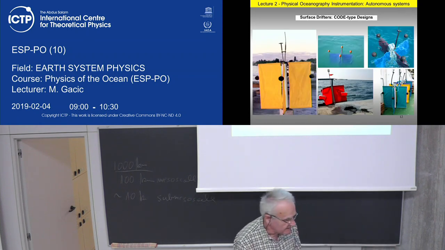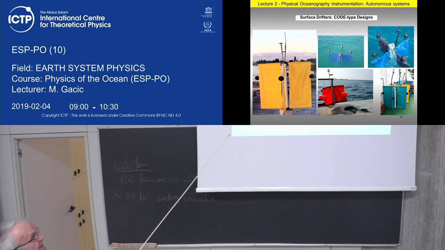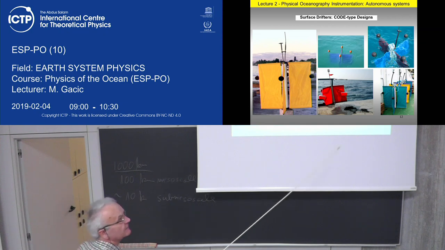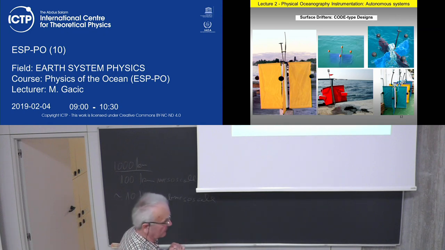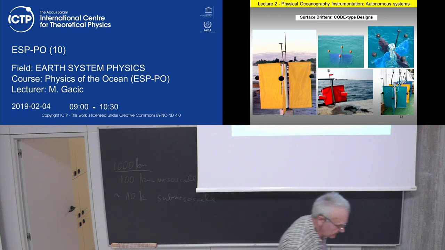These are the surface drifters. The surface drifters are these things here. It has four sails, and this keeps them at the surface. You can see how, when you put them into the sea, it looks like this one. These are a series of drifters which are ready to be deployed at sea, on the ship, and that's how they look.